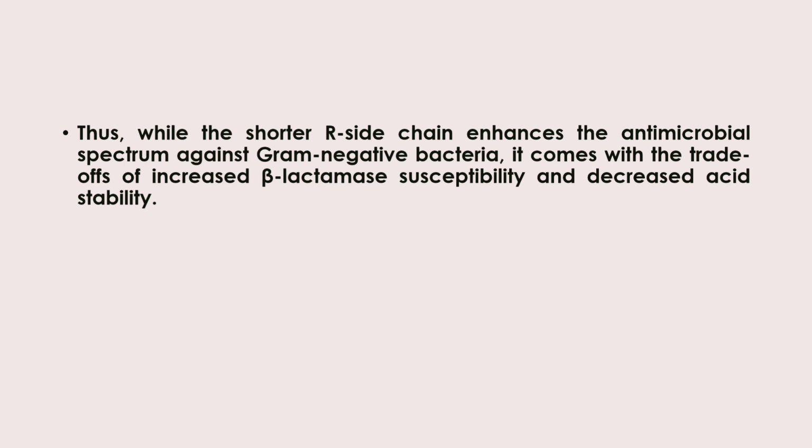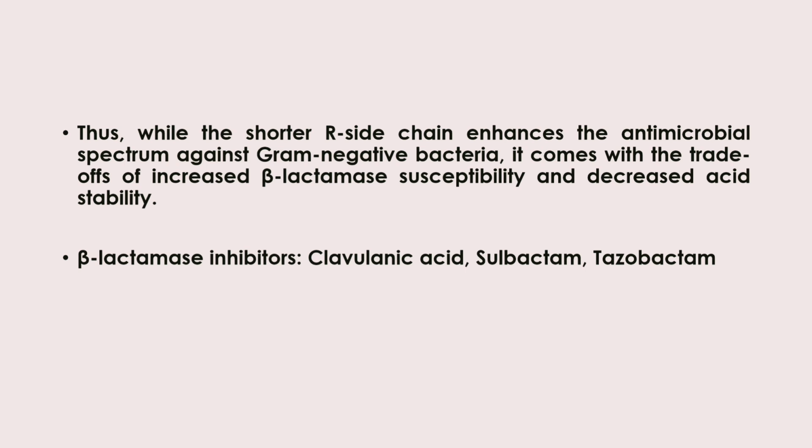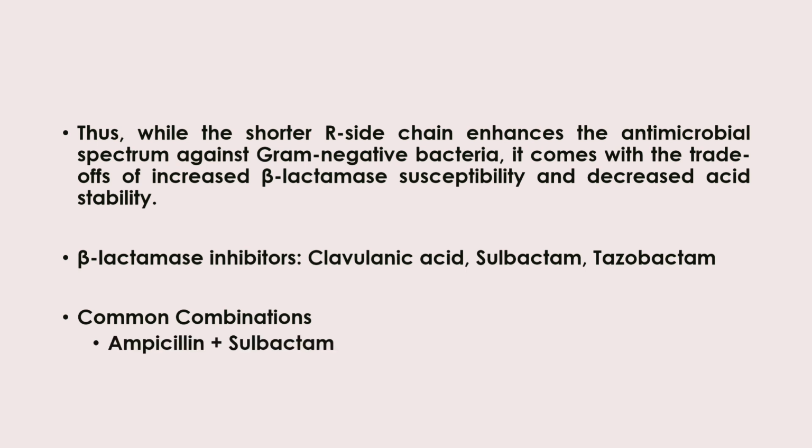So to overcome beta lactamase enzymes, we use beta lactamase inhibitors with these penicillin antibiotics. These beta lactamase inhibitors include clavulanic acid, sulbactam, and tazobactam. Common combinations that we have for broad spectrum penicillins include ampicillin, given in combination with sulbactam, and amoxicillin, given in combination with clavulanic acid.